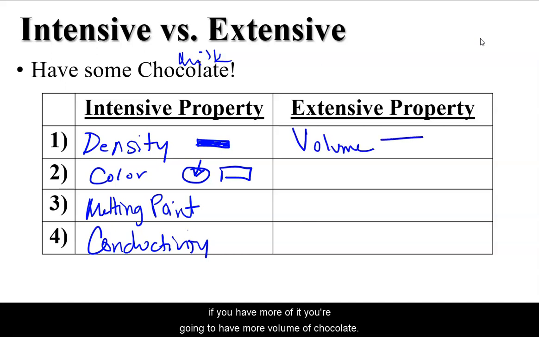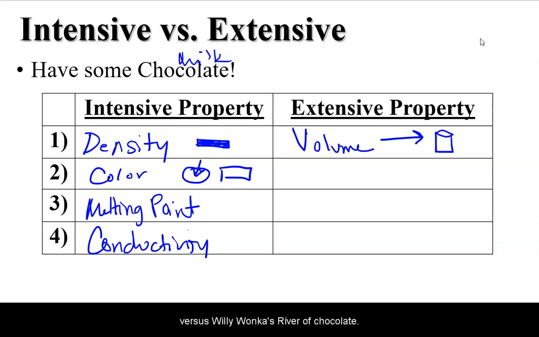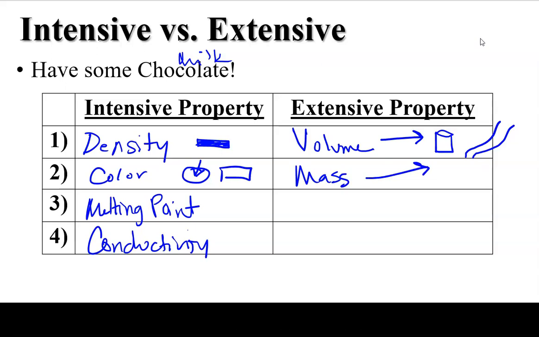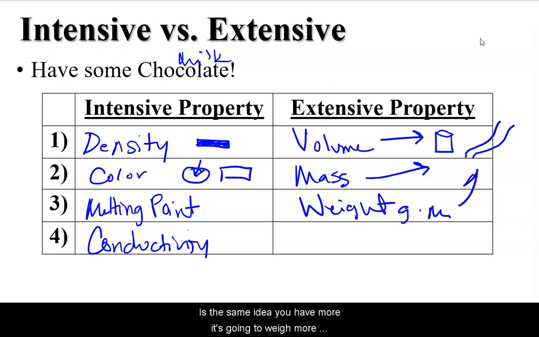Extensive properties of chocolate include volume. If you have more of it, you're going to have more volume of chocolate. So a bucket of chocolate versus Willy Wonka's river of chocolate. Your volume will increase the more you have. Its mass, which is the same thing. You have more of it, it's going to weigh more. Its weight, which is gravity times your mass, is the same idea. You have more, it's going to weigh more. And if you have less, it's going to weigh less. And its size.